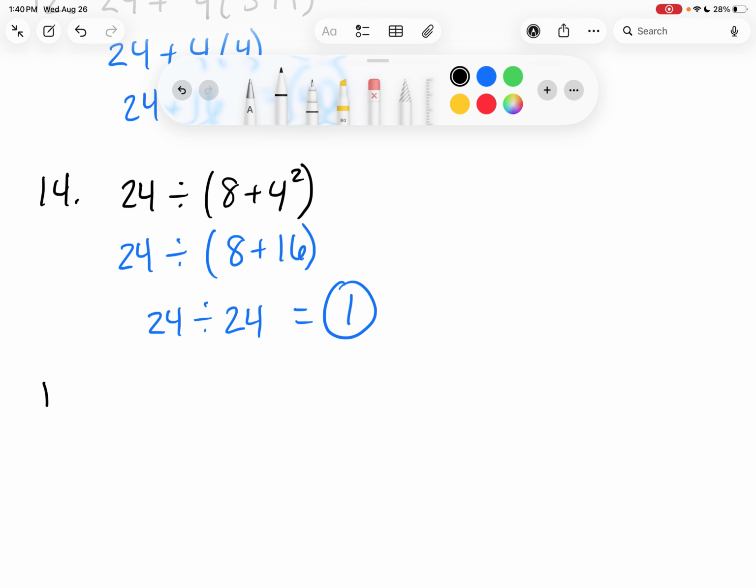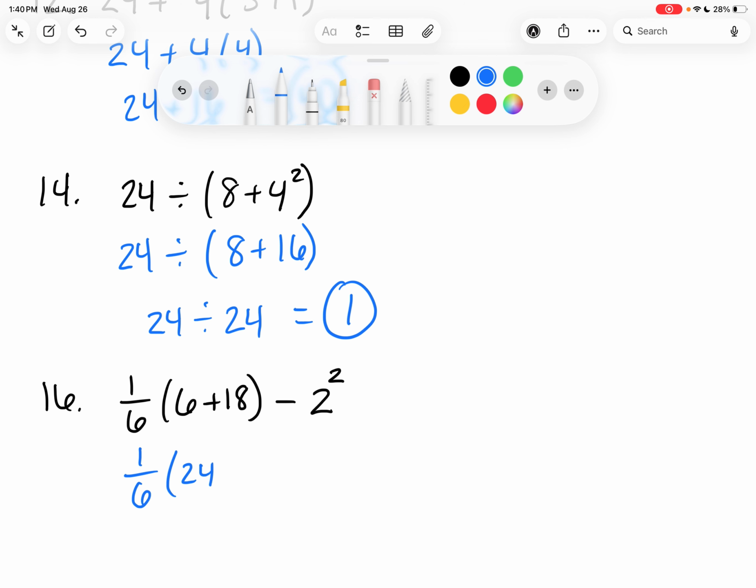16. 1/6 times, in parentheses, 6 plus 18, and then outside the parentheses, minus 2 squared. What's the first thing I'm going to do? Parentheses. So I've got 1/6 times 24.